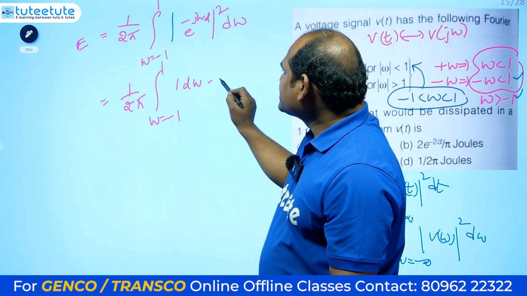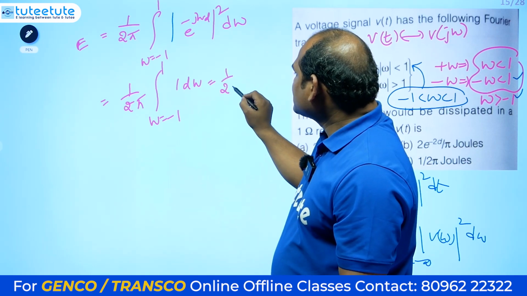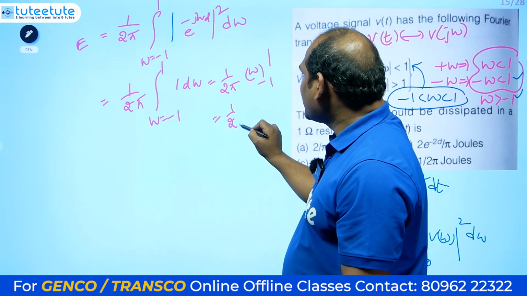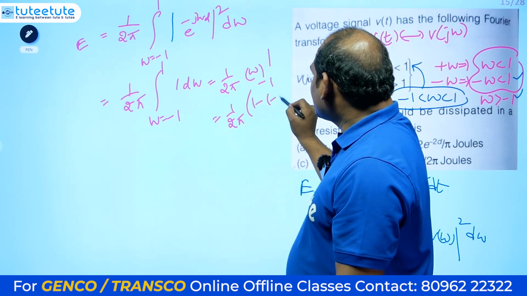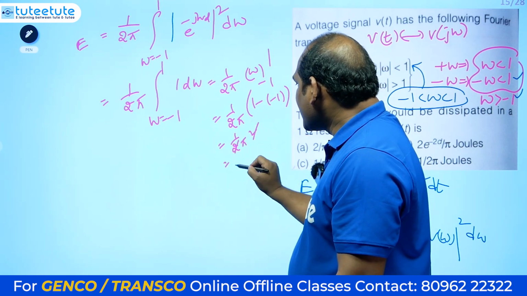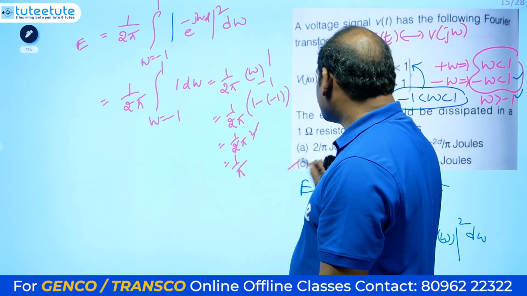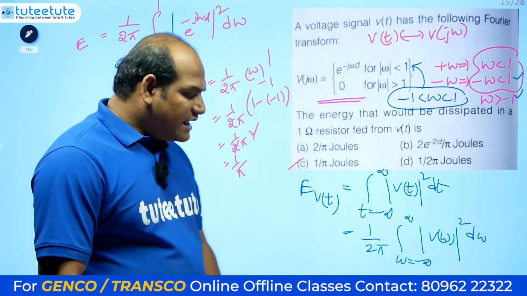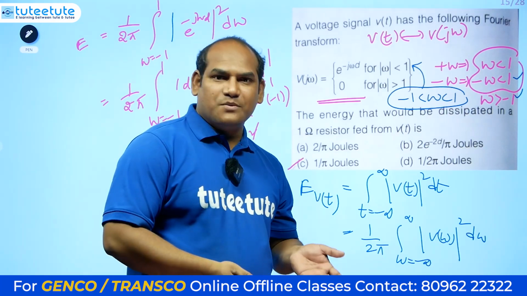So the integration of 1 is omega, since we are performing the integration with respect to omega. The limits are minus 1 to plus 1, that means 1 by 2 pi times 1 minus of minus 1, which is equal to 1 by 2 pi into 2. The 2 will be cancelled, and the answer is 1 by pi. So option C is the correct option. Like this we can solve the question. So getting the idea immediately is very important.